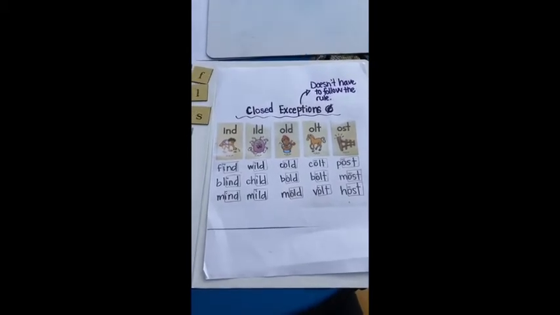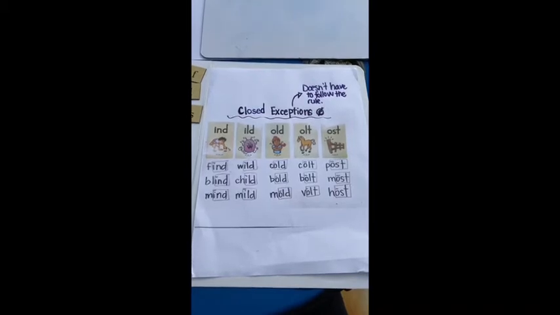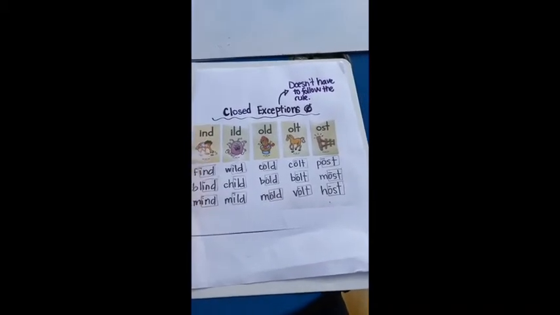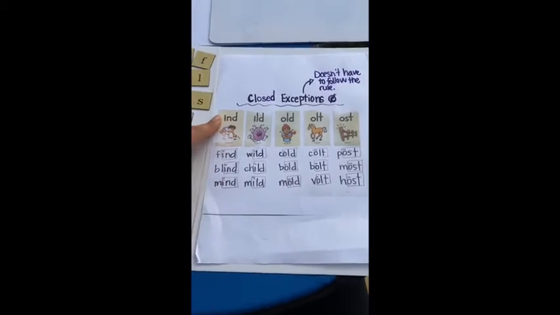But just to review, so our closed exceptions, and remember exceptions, that means that they're allowed to not follow the rule. So they don't follow the rules for our normal closed syllable rules. And the reason they're allowed to get away with it is because they have a long vowel sound. So let's check out this one.